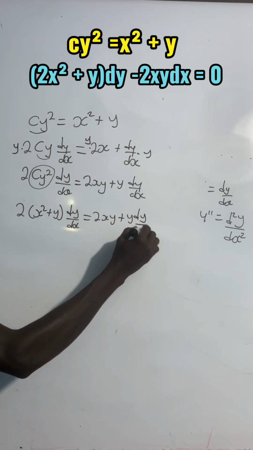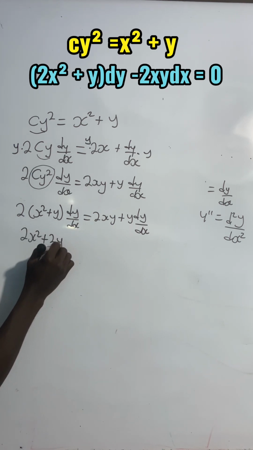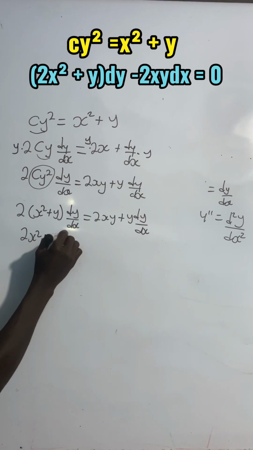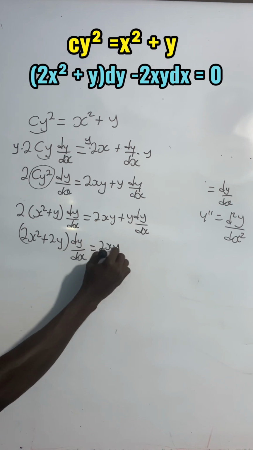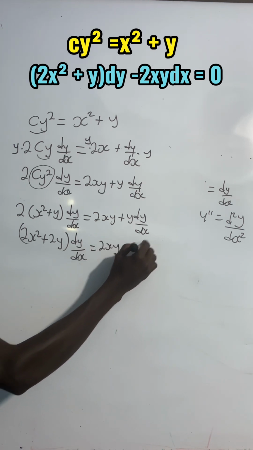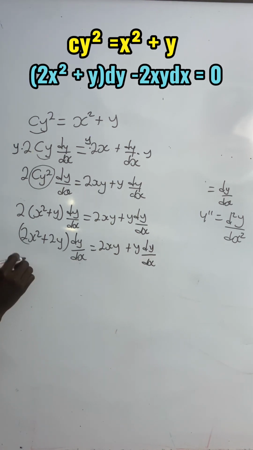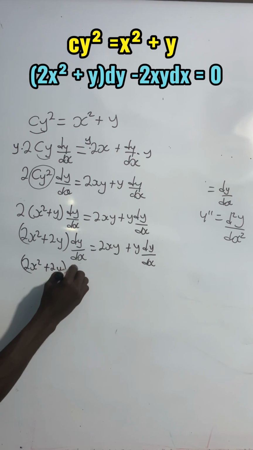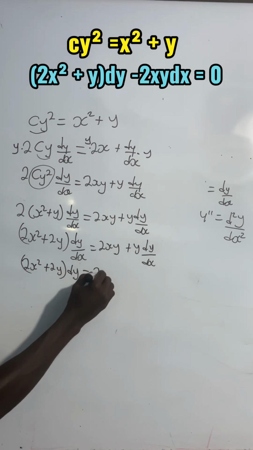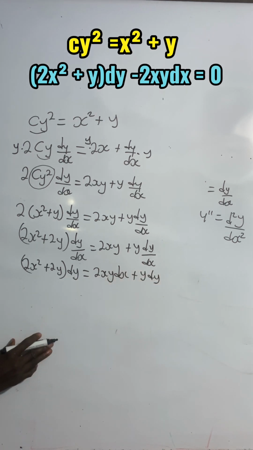Very simple. So the next thing is to expand what we have. So we have (2x squared plus 2y) times dy/dx equals 2xy plus y times dy/dx. Now, what can we do? Let us proceed by multiplying through by dx. We are going to get (2x squared plus 2y) times dy, because the dx will cancel dx, equals 2xy dx plus y dy.